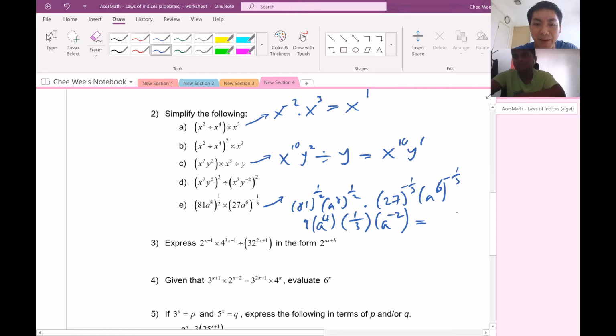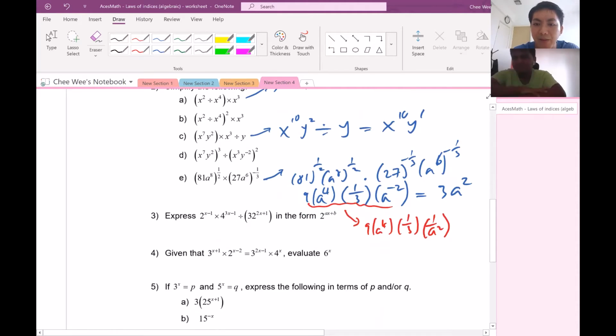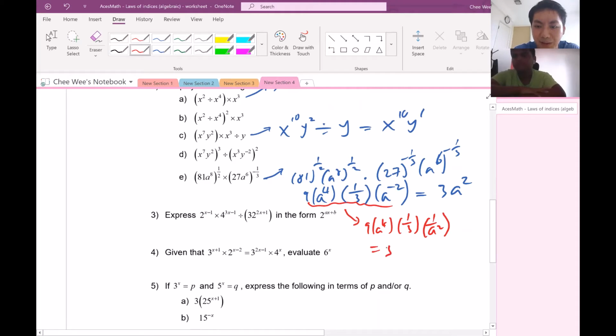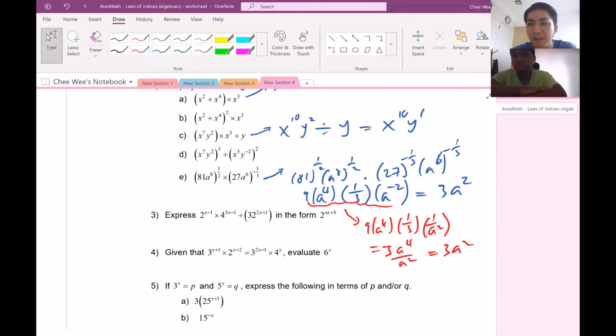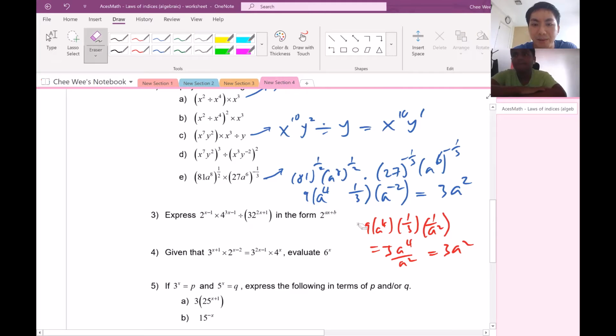So what we have now, right, we can combine everything together, you will thus get 3a squared, right? Yeah. Okay, so if we proceed with what you have mentioned, this will become 9a^4, 1 over 3, 1 over a squared, right? Yeah. So eventually you will still see this as 3 and a^4 over a squared, and this will give you 3a squared still. Yeah. Okay. So you need to get comfortable dealing with all these questions also, all right? Okay, so I don't think you have much issues with this. Okay, let's move on to question number 3.